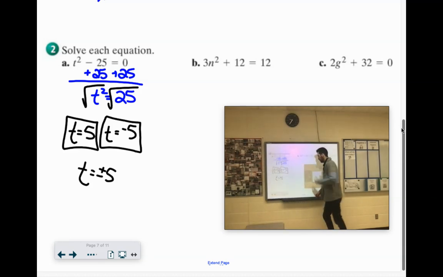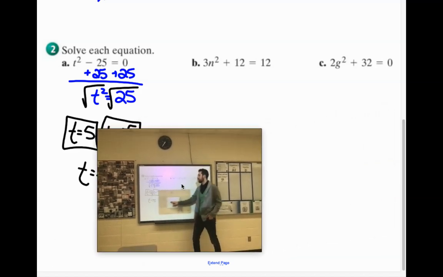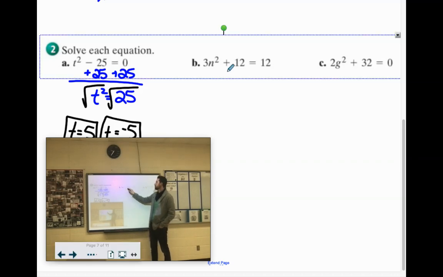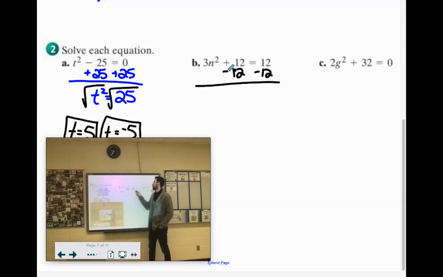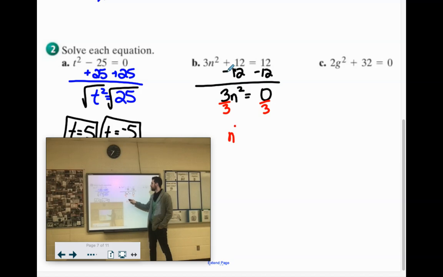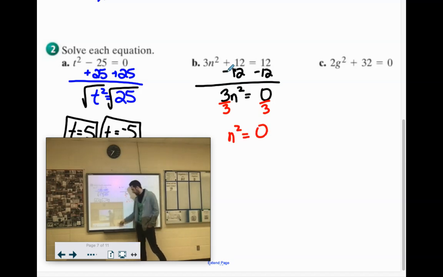Okay, all right. B is going to be a little bit trickier. So first thing we're going to do is get rid of that plus 12. We're trying to isolate the n, get the n all by itself. So minus 12 here, minus 12 here. 12 minus 12 is 0. So we'll have 3n squared equals 0. And then you can't have the 3 there, so you got to divide that. 0 divided by anything is 0. Now we've got n squared all by itself, so we'll square root it.